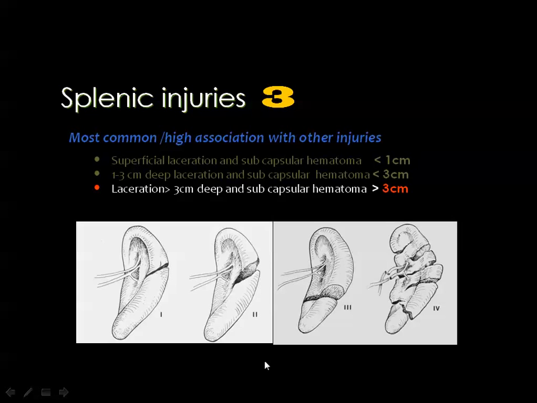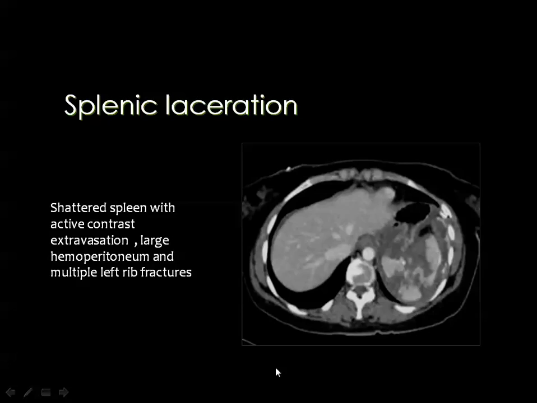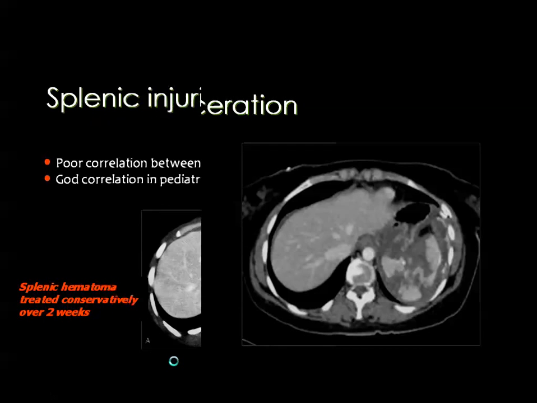And if the laceration is deep, more than 3 centimeters, and the subcapsular hematoma is also larger than 3 centimeters, then this is stage 3. And stage 4 means that there is a fragmentation of the spleen into more than 3 pieces. Then this is an example of splenic laceration or shattered spleen. There is laceration and fragmentation of the spleen into multiple pieces surrounded by a large area of hematoma.